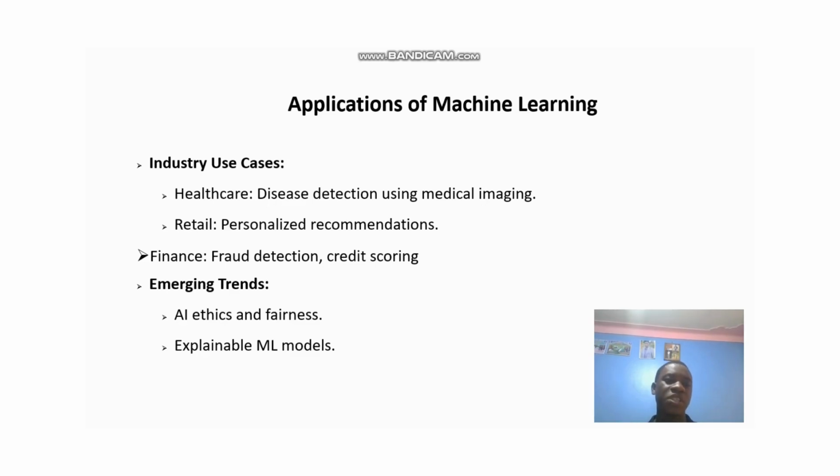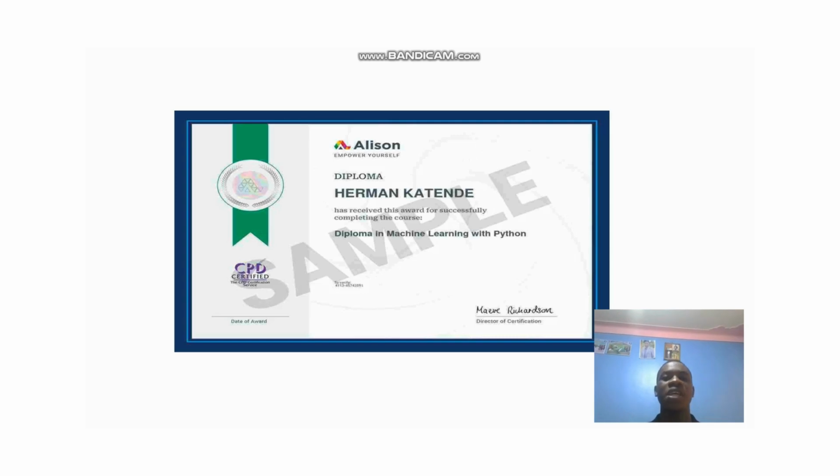The emerging trends in machine learning include AI ethics and explainable models. Explainable models are just models that give reasons for the decisions they have made. Meaning, if they give you a particular response, they have a reason behind that response.